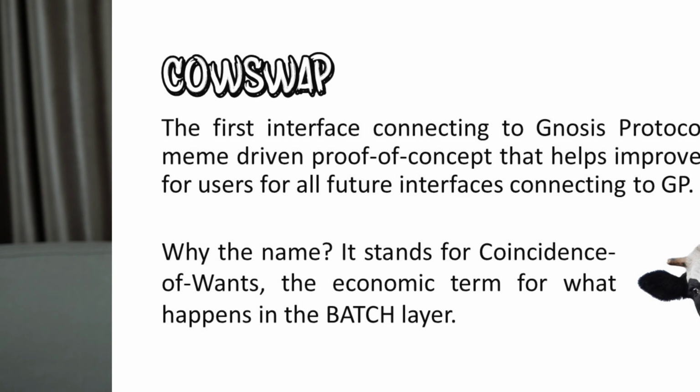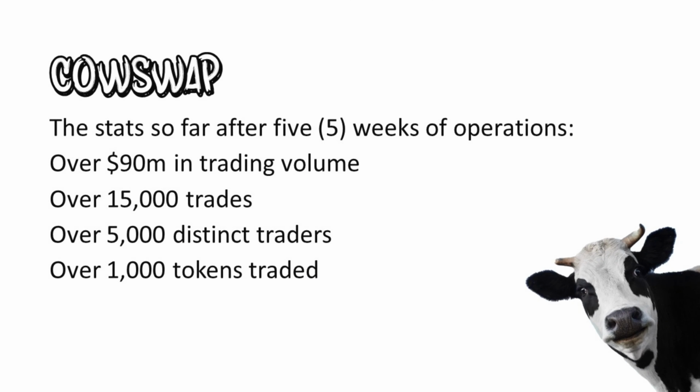So why is it called Cowswap? Well, Cow stands for coincidence of wants, and that is what happens on the batch layer, and I'll explain that in a second. Let me give you the statistics after 5 weeks of operation. They did over $90 million in trading volume, which is pretty impressive. Over 15,000 separate trades were conducted, over 5,000 distinct traders, distinct users of the interface, and over 1,000 different tokens were traded, which is quite impressive for a 5-week-old project.